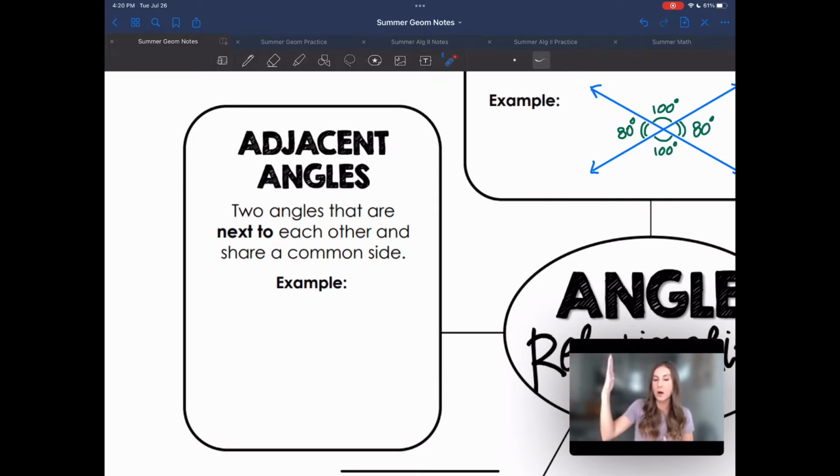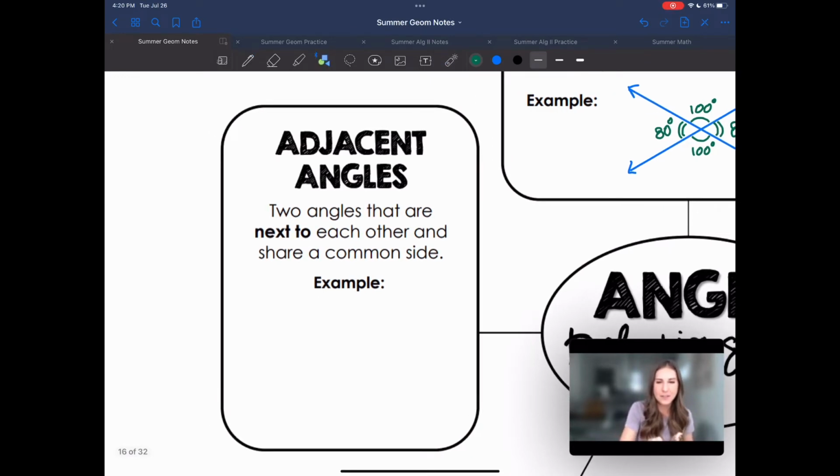Because we share a wall. This room and the office, we share a wall, okay? So it's just two angles that share a side, okay? So if I were to draw an example of this, I could draw so many different examples.